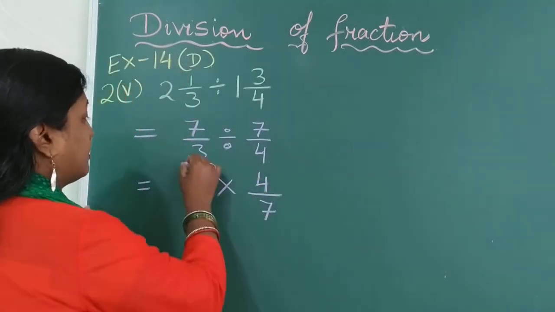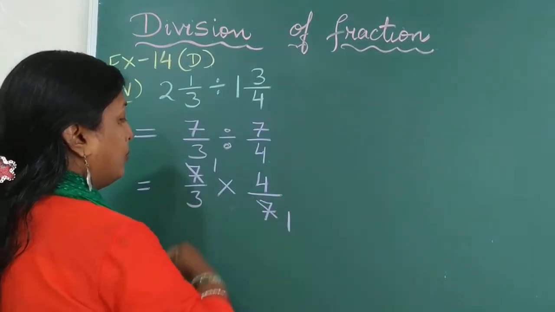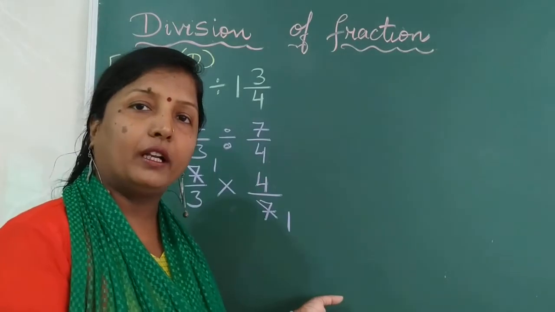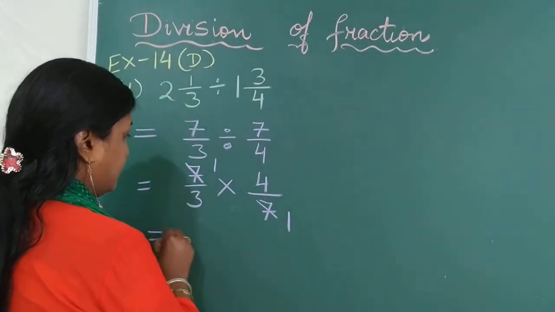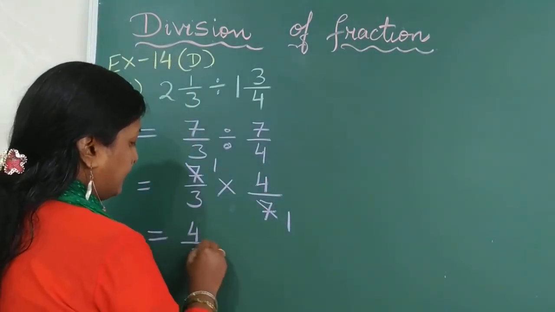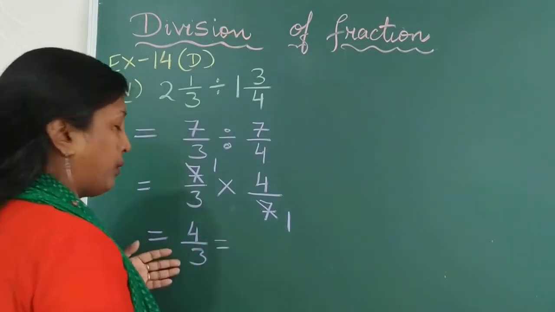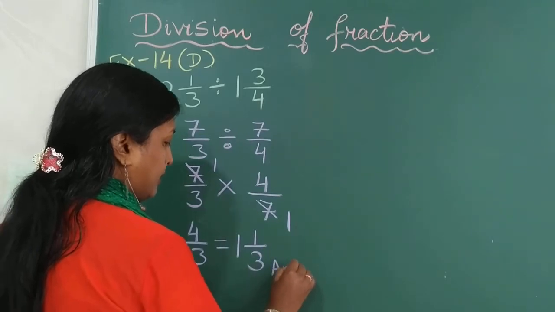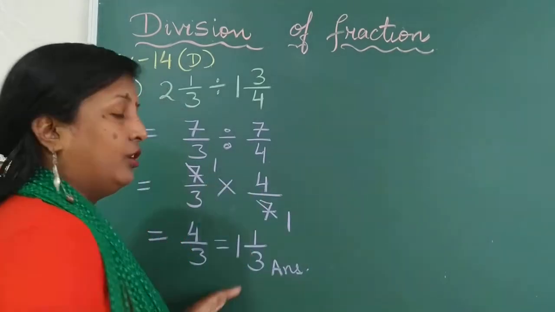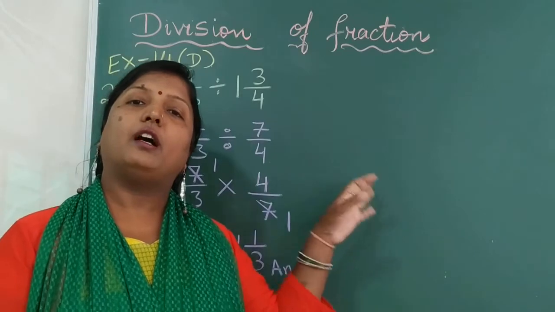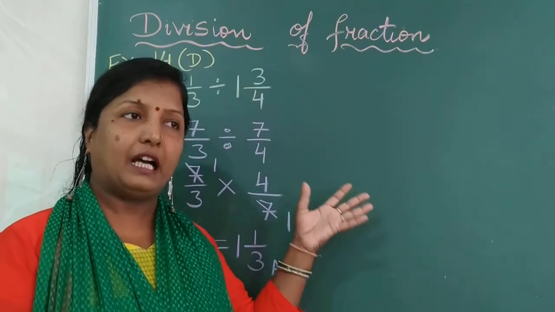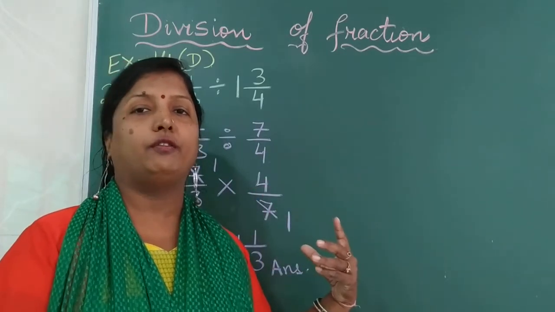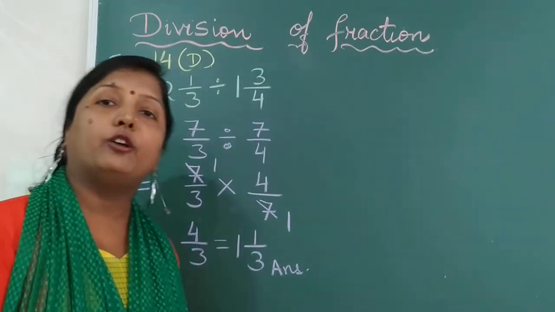So do the cancellations. 7 ones are 7, 7 ones are 7. 4 and 3 don't have a common factor other than 1. So the answer is 4 by 3. Again, because it is an improper fraction, convert it to mixed and you get your answer. So this is what is about division. Again, I will be doing some more numbers on other operators, and along with that I will teach you some more numbers on division. So division rules I hope you could understand.